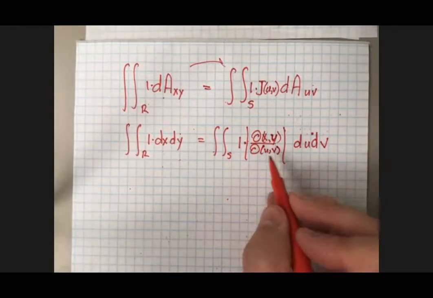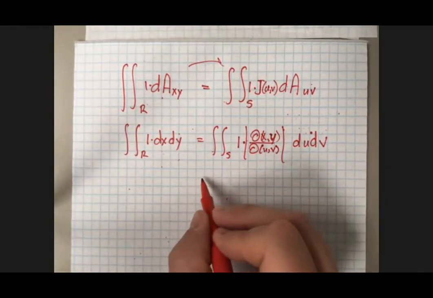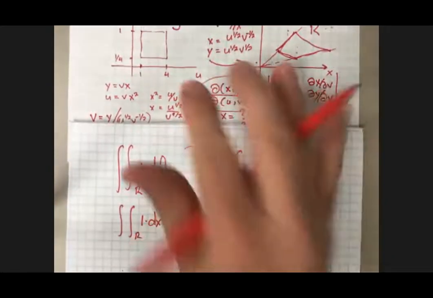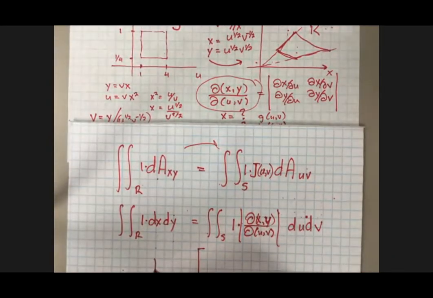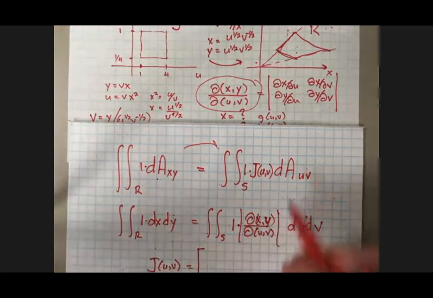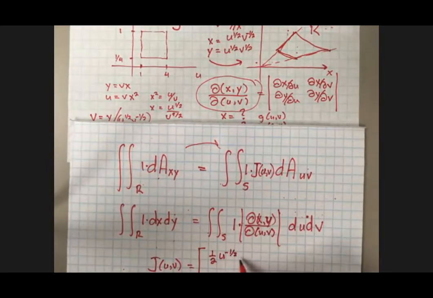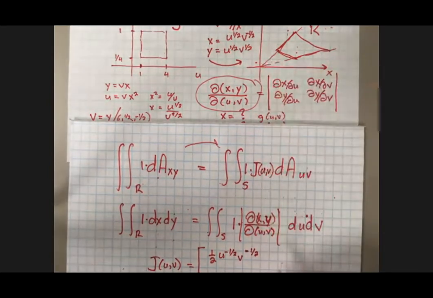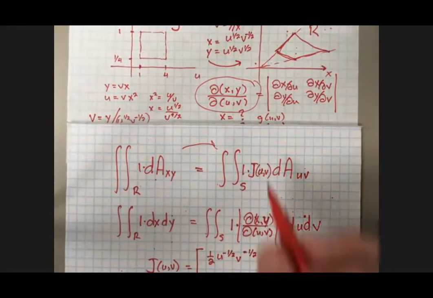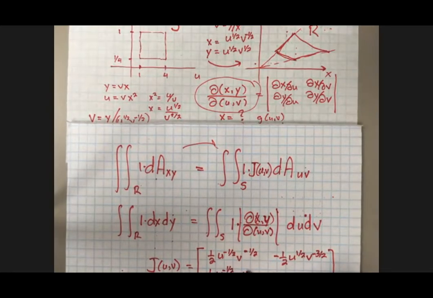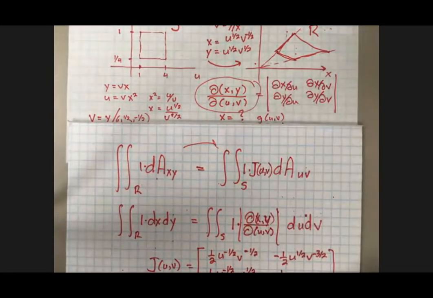So let's see how obnoxious this partial is going to turn out to be. Here's my Jacobian. Here's my coordinate transformation. Partial X, partial U is what now? 1/2 U to the minus 1/2, V to the minus 1/2. Partial X, partial V is minus 1/2 U to the 1/2, V to the minus 3/2. So I wrote this in powers. Partial Y, partial U is 1/2 U to the minus 1/2, V to the 1/2. Partial Y, partial V is 1/2 U to the 1/2, V to the minus 1/2.